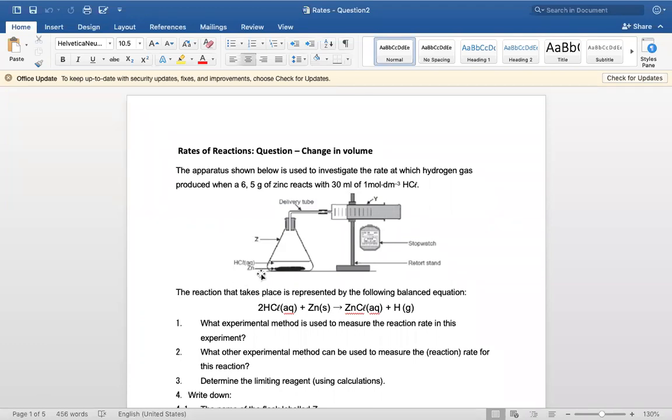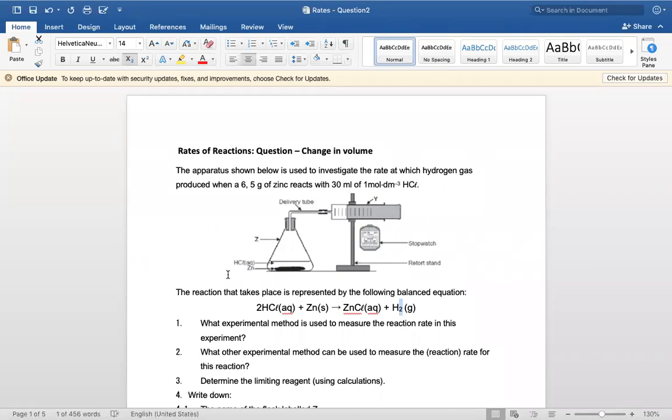Right, so we've got zinc plus hydrochloric acid here, and they're reacting. What's going to happen when an acid reacts with a metal, what do we get? Salt, zinc chloride plus hydrogen. I'll just fix that up. We'll get zinc chloride plus hydrogen.